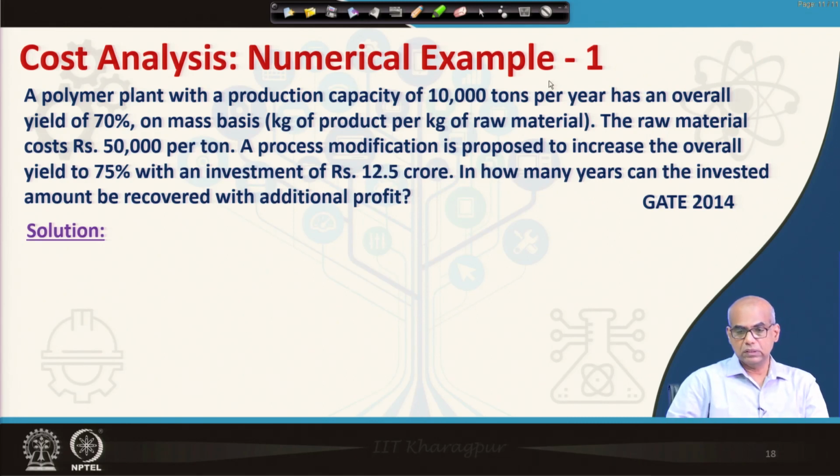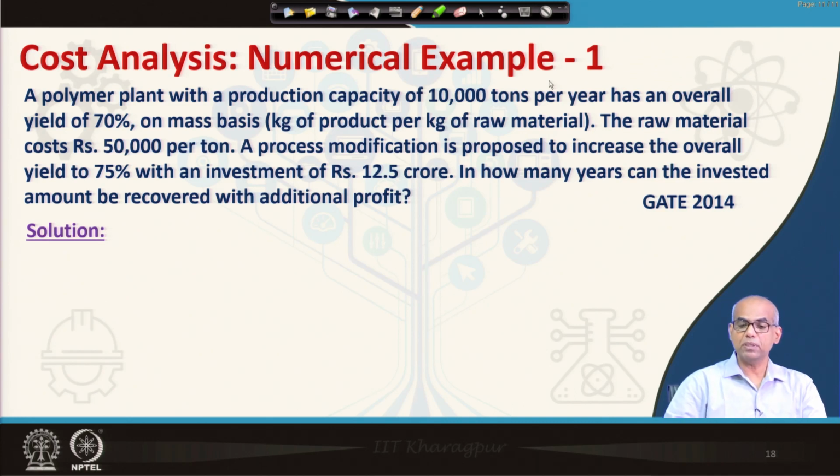Now, let us take some numerical examples. A polymer plant with a production capacity of 10,000 tons per year has an overall yield of 70%, on mass basis, kg of product per kg of raw material. The raw material costs rupees 50,000 per ton. A process modification is proposed to increase the overall yield to 75% with an investment of rupees 12.5 crore. In how many years can the invested amount be recovered with additional profit?